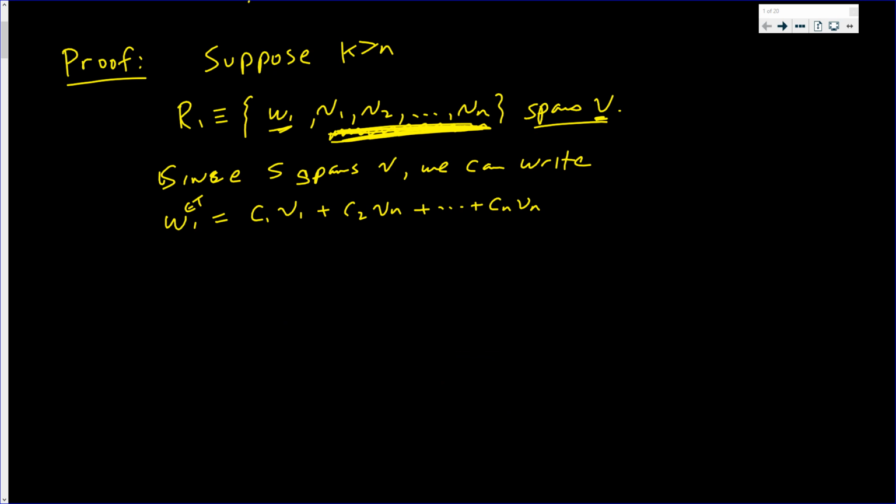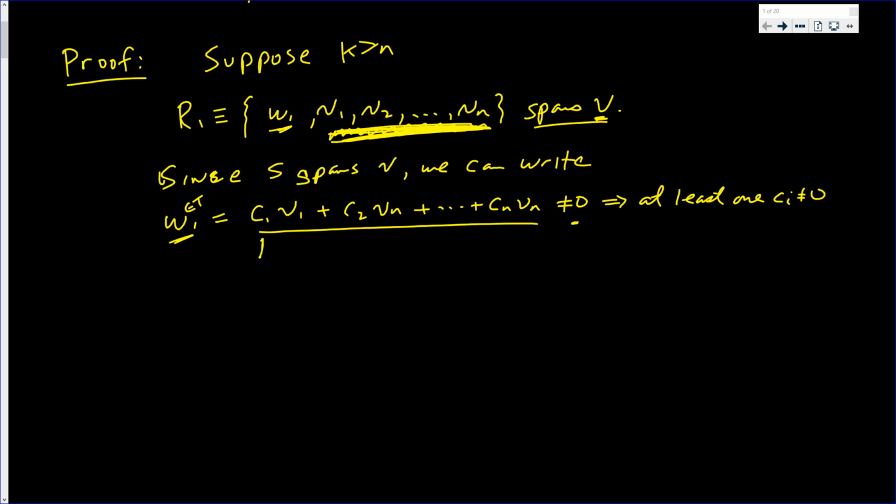Maybe if this set just contains the 0 vector, I don't know. You have to think about that. Okay, so now W1 can be written as this, but W1 is not 0. So this mess does not equal 0. That implies that at least one Ci is not 0.